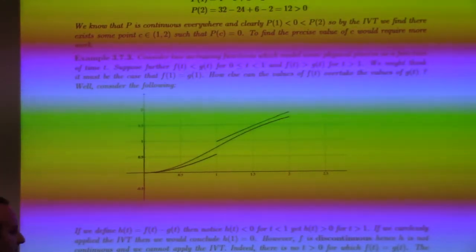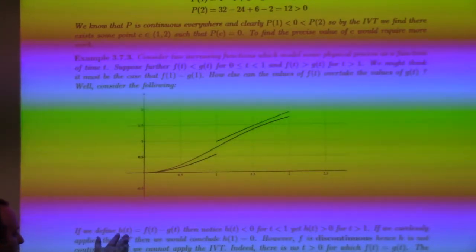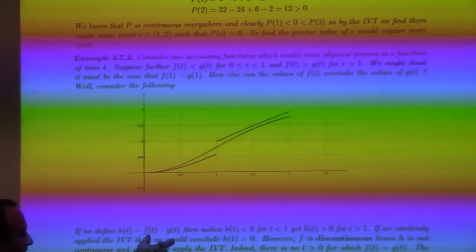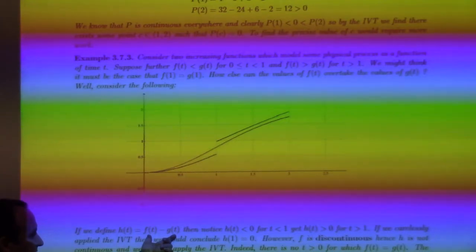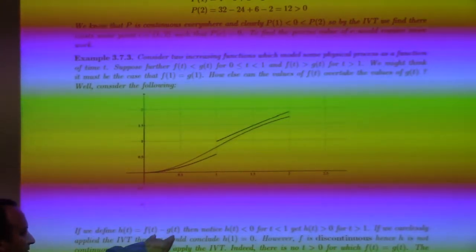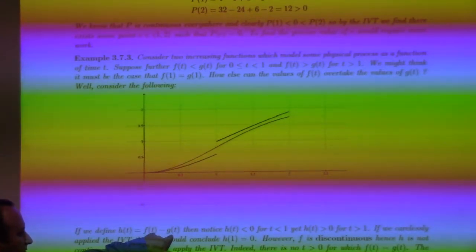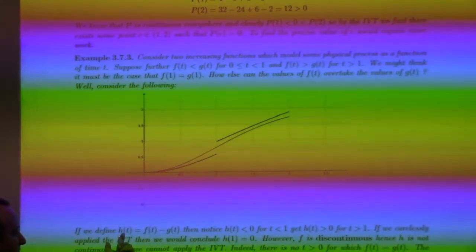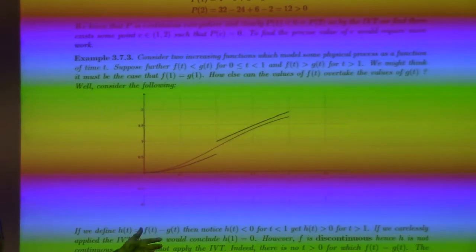And yet if you looked at h of t as f of t minus g of t, you could try to incorrectly apply the intermediate value theorem to that and be misled. If we look at f of t minus g of t, a place where this function is 0 would be a place where f of t is equal to g of t. All right, so we'll use this idea successfully in future examples. Let me not belabor it here.